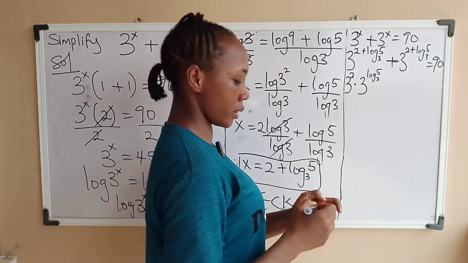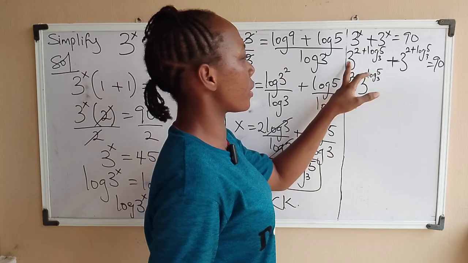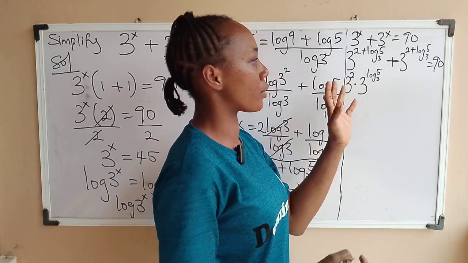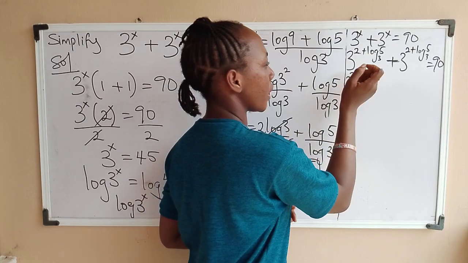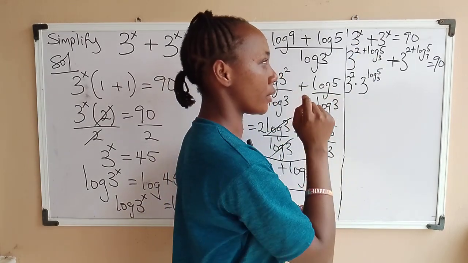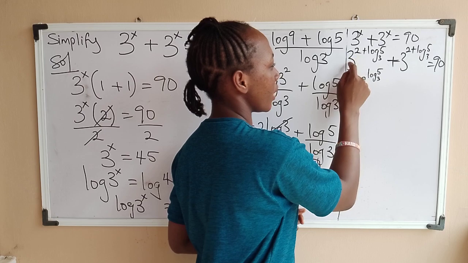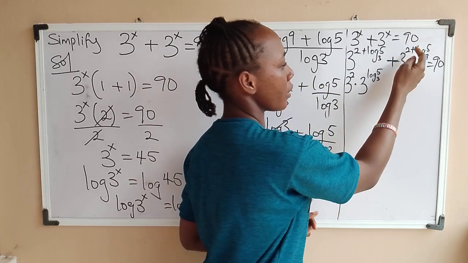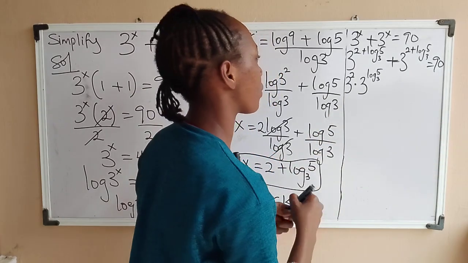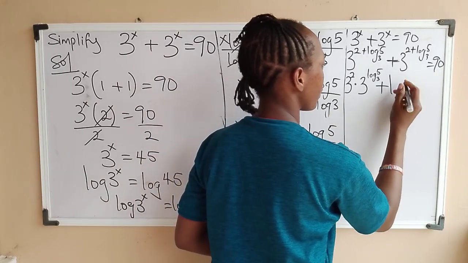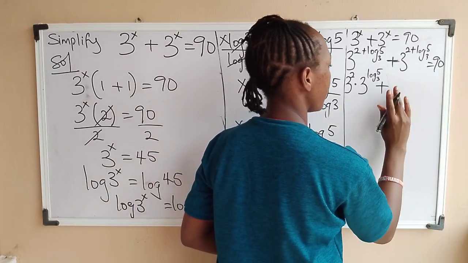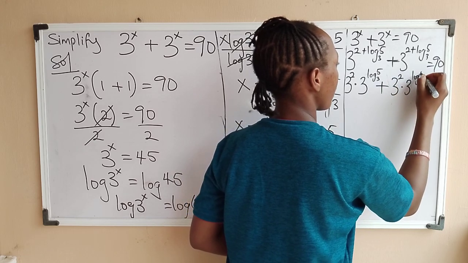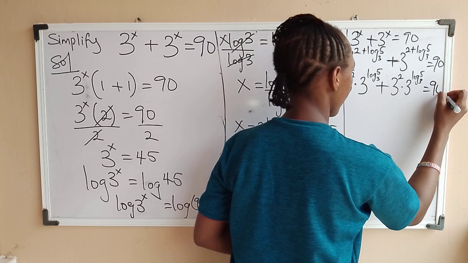Why am I using both 3's? That's the rule. Since 3 is taking these two terms, 2 and log 5, which means this same 3 is also carrying this one. Are you getting it? 3 is carrying 2 and 3 is also carrying log 5 to base 3. That's what it means. We do the same to the other one. So that's 3 to the power of 2 dot 3 to the power of log 5 base 3, equal to 90.